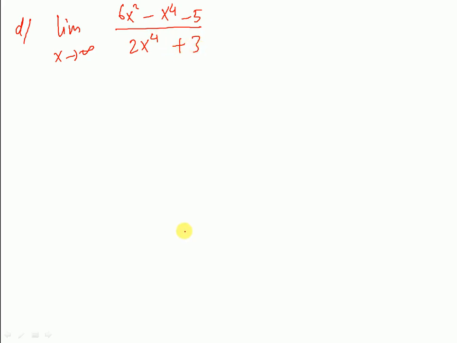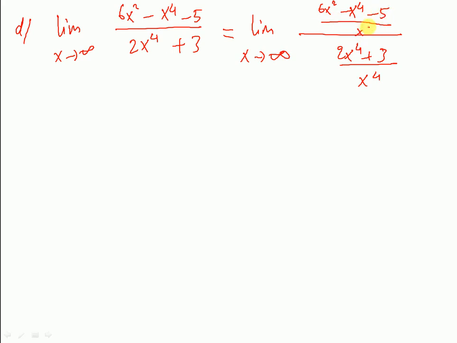Remember, when x goes to infinity and we have a rational function, we have to divide the top and the bottom by the largest power of the bottom. At the bottom, the largest degree is x to the 4. So let's divide the top and the bottom by x to the 4. So (2x to the 4 plus 3) divided by x to the 4. Do the same thing to the top: (6x squared minus x to the 4 minus 5) divided by x to the 4.